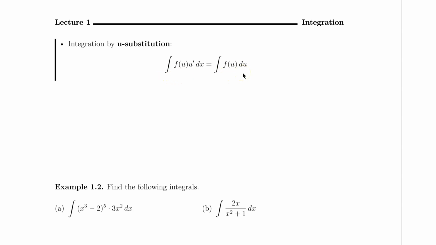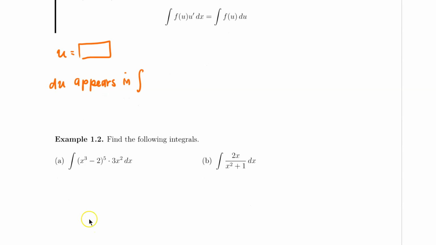The important thing is that we will usually let u equal to something, so this u should be some part of the integral where du also appears in the integral. For example, if I look at my part A here, I can let my u be x cubed minus 2. So if I find the derivative of this thing, this is going to give me 3x squared dx, which also appears in the integral. So that's the latter part of the integral here.